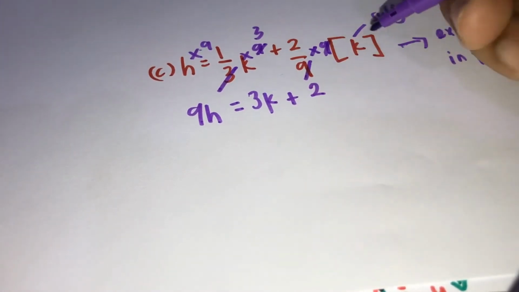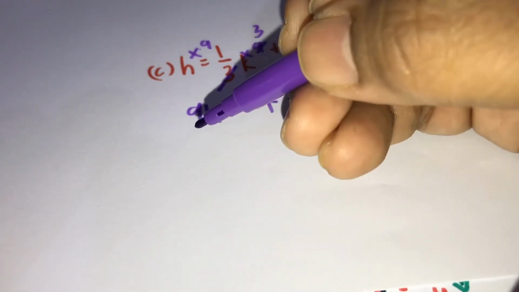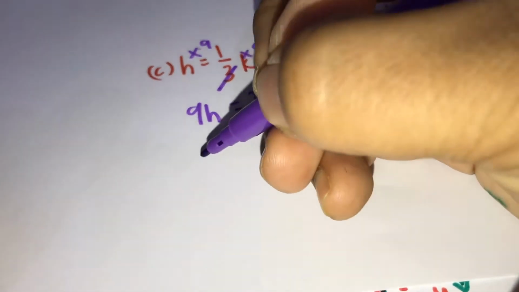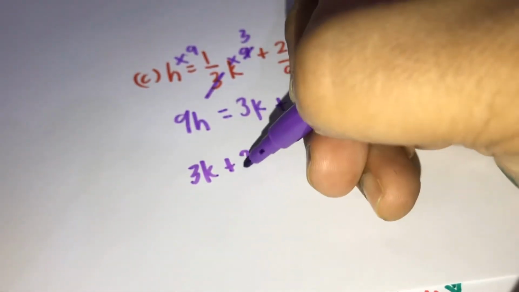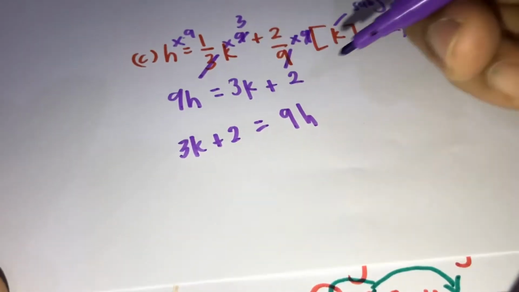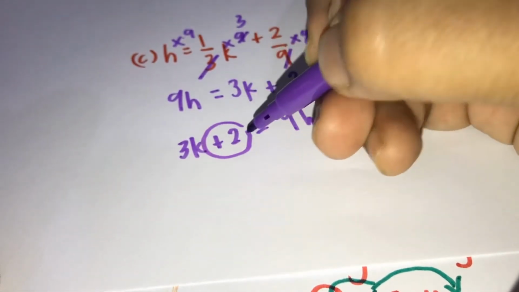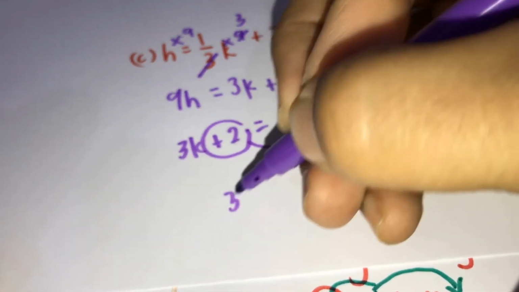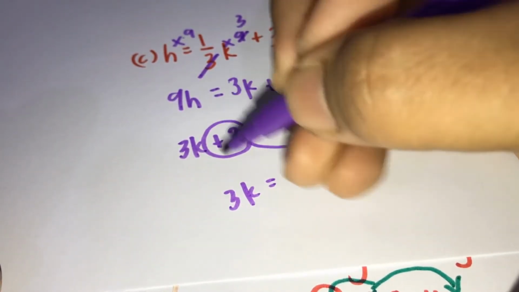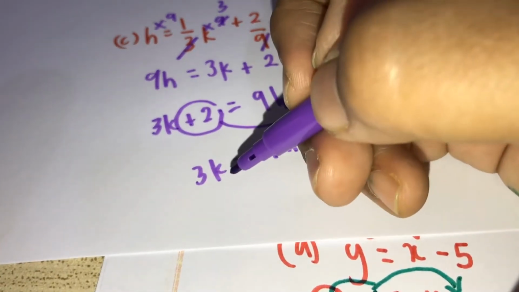Now k as the subject formula, so k must be at the left of the equation. So you change place: 3k plus 2 copy at the left, equal to 9h. Now because you want k as the subject, you must move the number to the right. So 3k equal to 9h. This one plus 2, positive, moves to the right and becomes minus 2.